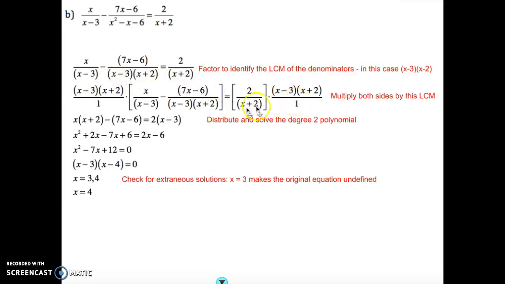Multiply both sides, and again, it's the same old, same old. And once again, pay attention to the fact that x equals 3 is going to make this denominator undefined and this denominator undefined. So it's an extraneous solution, and only x equals 4 works.